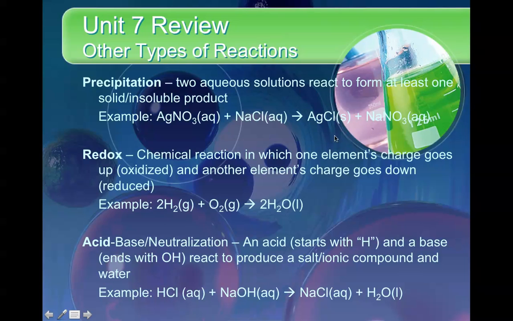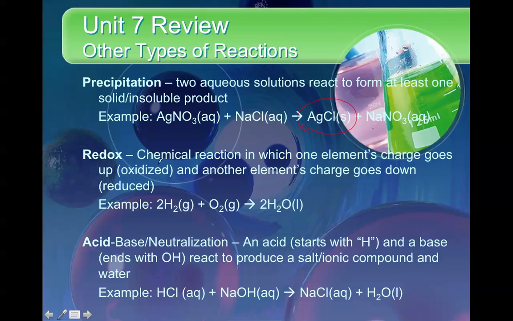silver chloride. And if you look on your solubility rules, you will see that chlorides that contain silver are not soluble. So it's going to be our solid precipitate and sodium nitrate. So the silver chloride is our precipitate in this case. If you didn't make any solids at all, then it would not be a precipitation reaction.